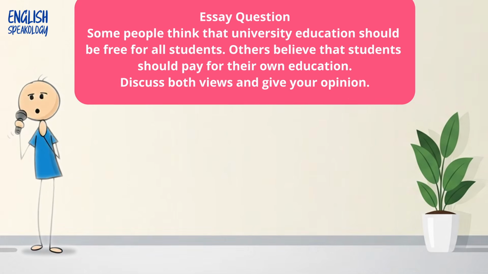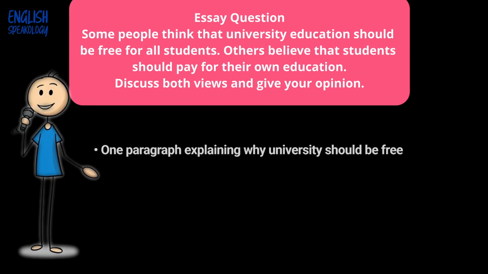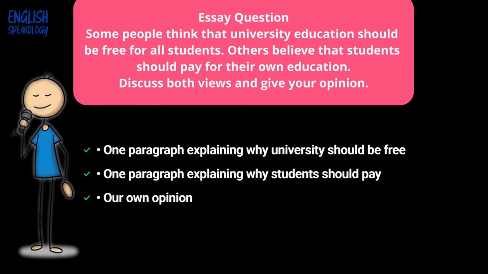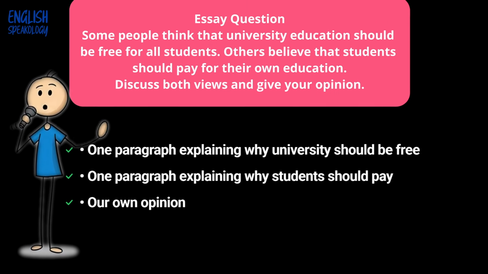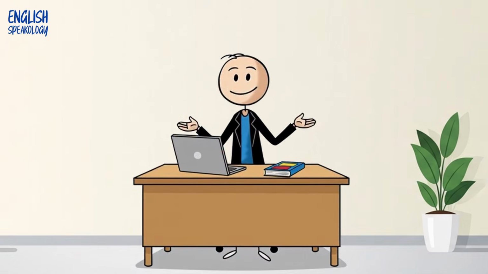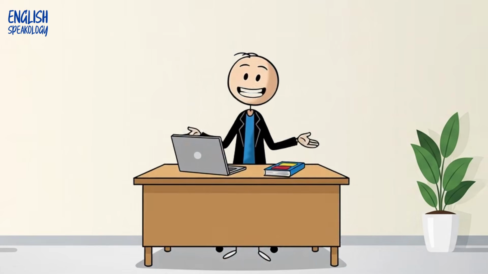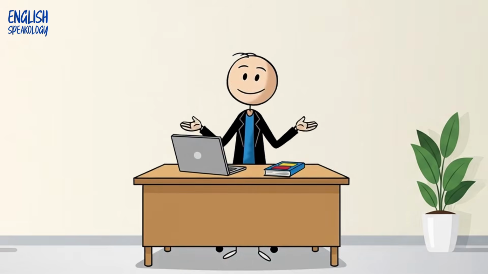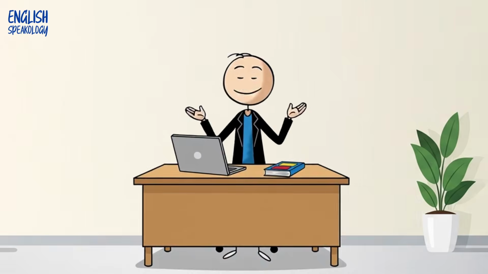This means our essay must include one paragraph explaining why university should be free, one paragraph explaining why students should pay, and our own opinion. If you forget any of these parts, your task response score decreases, and task response is one of the 4 main scoring criteria in IELTS writing. So always read the question carefully.